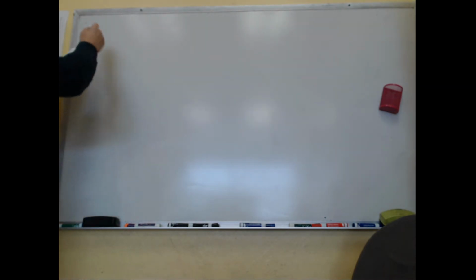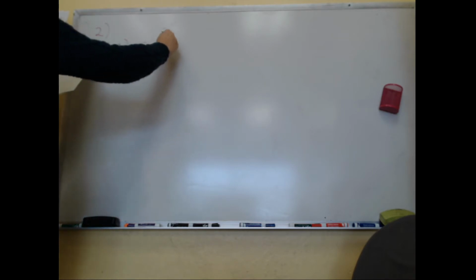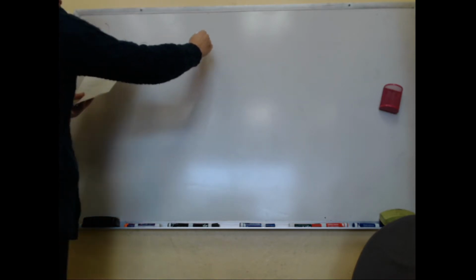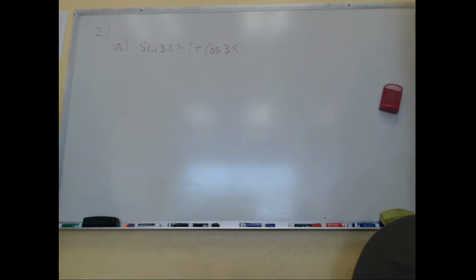Okay, so for that one, we've got sine of 3x equals 1 plus cosine of 3x. So anything that I can combine, subtract, put all together, what do you think?